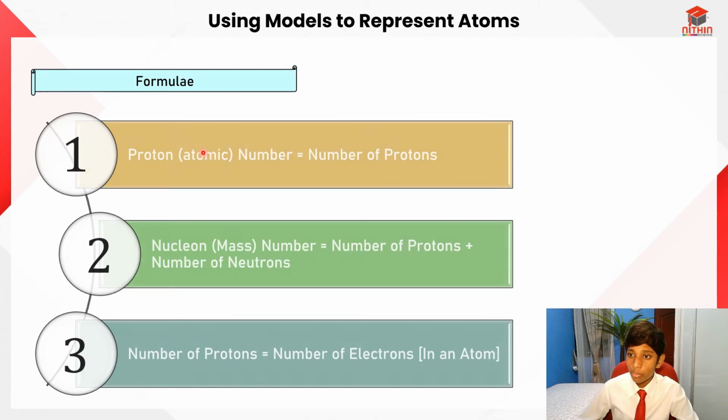Okay, so next up we have all the formulas that we have gone through so far. First formula: the proton number is equal to the number of protons. The nucleon or mass number is equal to the number of protons plus the number of neutrons. And lastly, the number of protons is equal to the number of electrons in an atom. Okay, so these are all the formulas that we have gone through so far. Now let's move on.